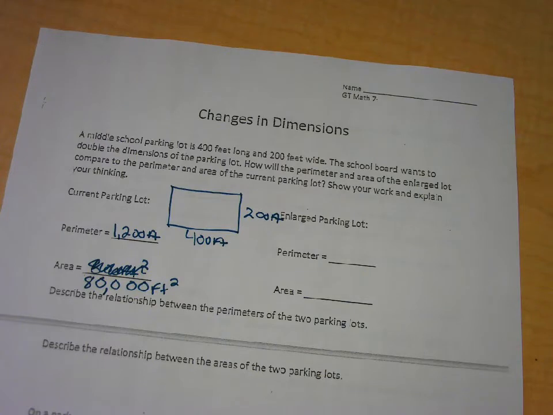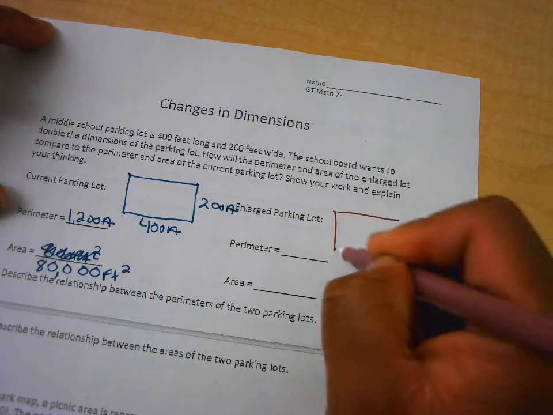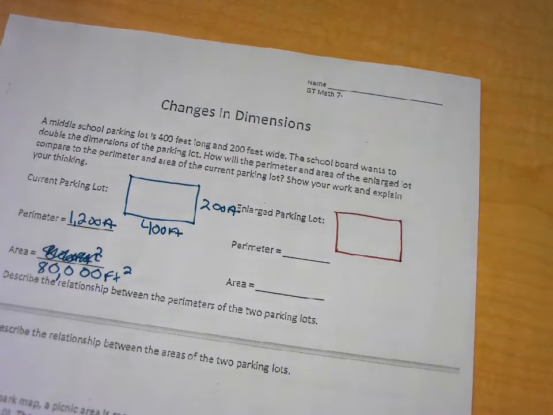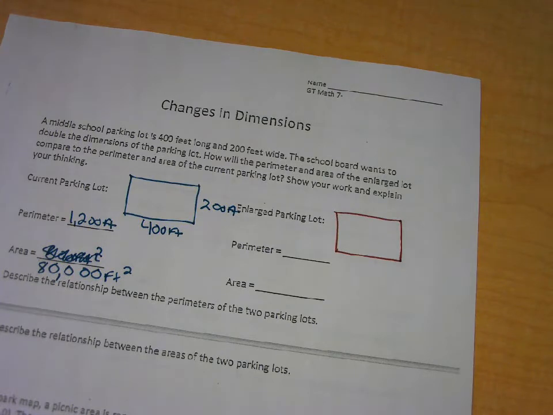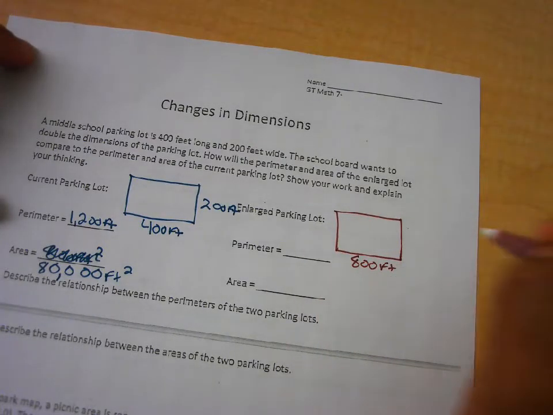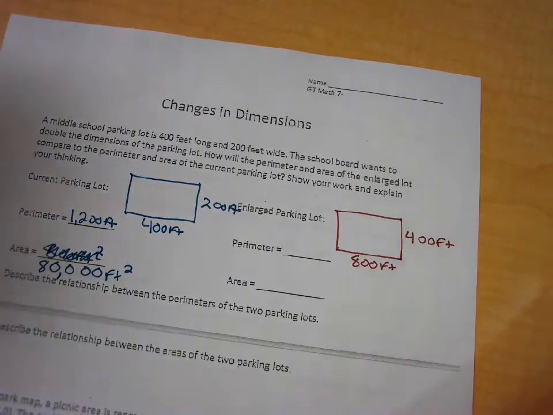So they want to double this parking lot. They want to double the dimensions of the parking lot. So our new parking lot, we come over here, the enlarged parking lot. I know the rectangles are the same size. It does not matter. It's just a visual. What would be my new length if I want to double it? 800. My new width, 400.